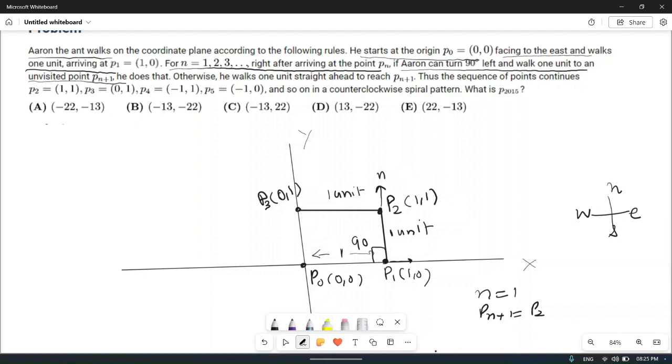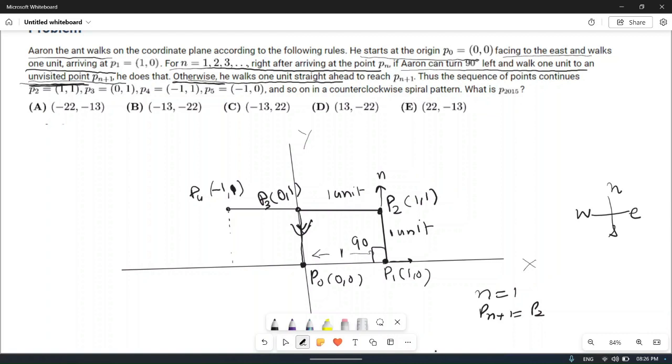So again, if it takes 90 degrees to the left, it will reach P0. So that is a visited point. So that's why the other condition is there. Otherwise, if he is not able to reach an unvisited point, then he walks 1 unit straight. So we don't want to visit the visited point. We will not take the 90 degree turn. Rather, we will move 1 unit ahead and reach P4. That point would be (-1, 1). So it reaches P4.